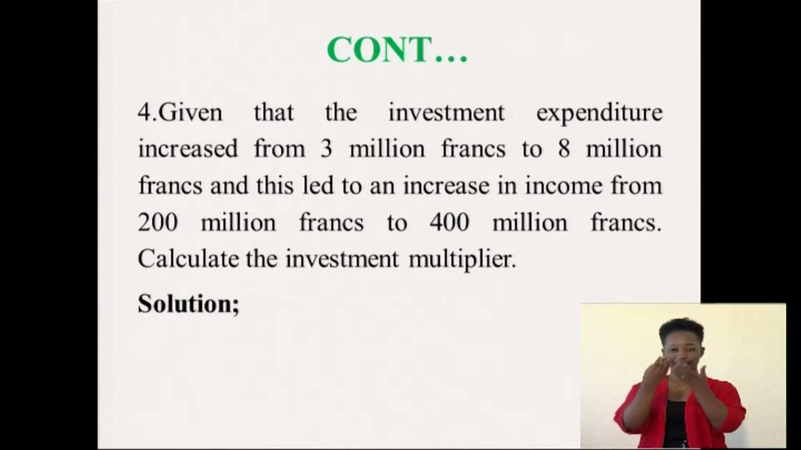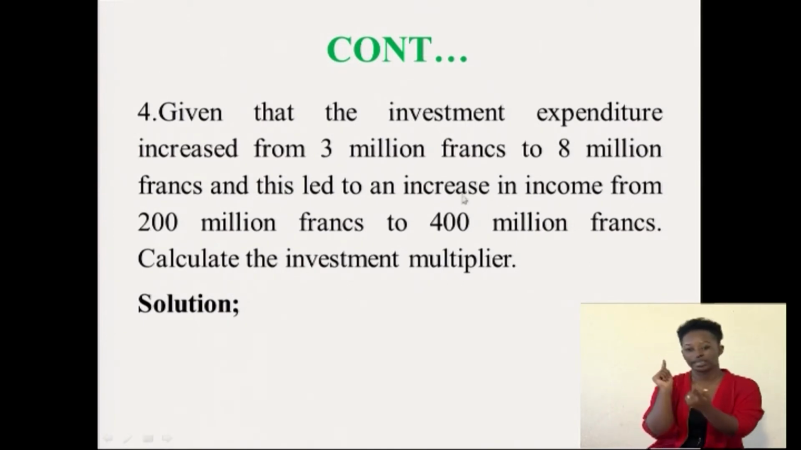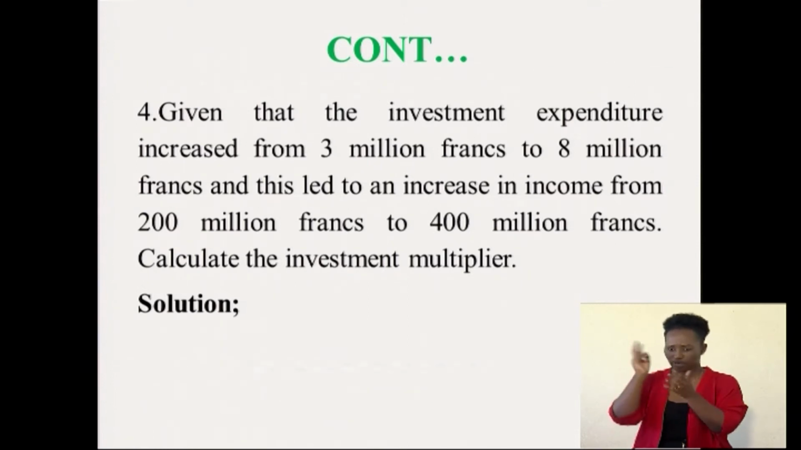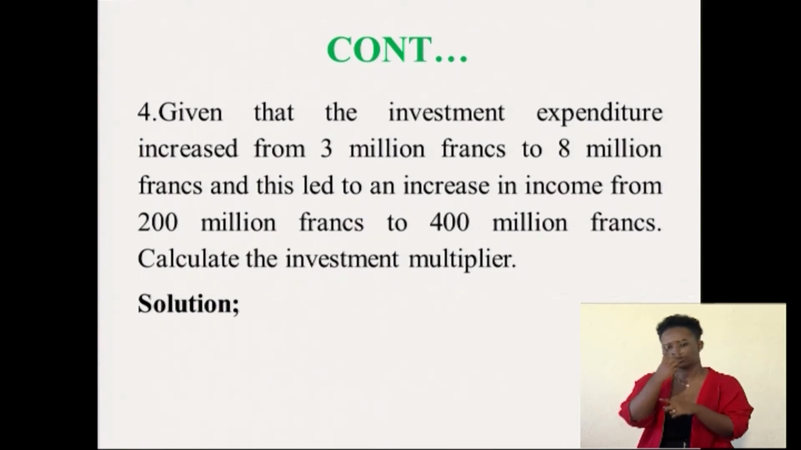given that the investment expenditure increased from 3 million francs to 8 million francs, and this led to an increase in income from 200 million francs to 400 million francs. Calculate the investment multiplier. Let me repeat the question. Given that the investment expenditure increased from 3 million francs to 8 million francs, and this led to an increase in income from 200 million francs to 400 million francs, calculate the investment multiplier.